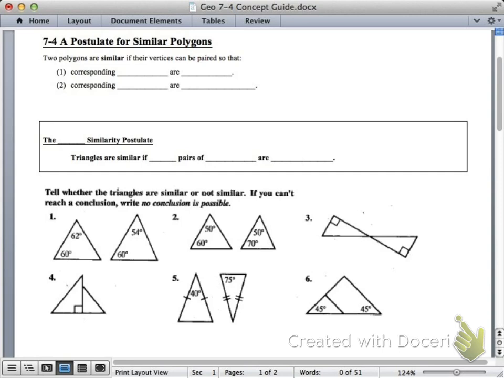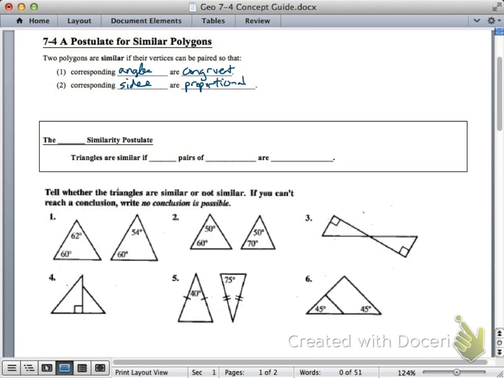All right, the things that we've been doing so far lead us directly to this pretty short and sweet lesson. Last lesson we talked about how two similar polygons can be determined if their corresponding angles are congruent or if their corresponding sides are proportional. We're going to be focusing on the first one of these here today.